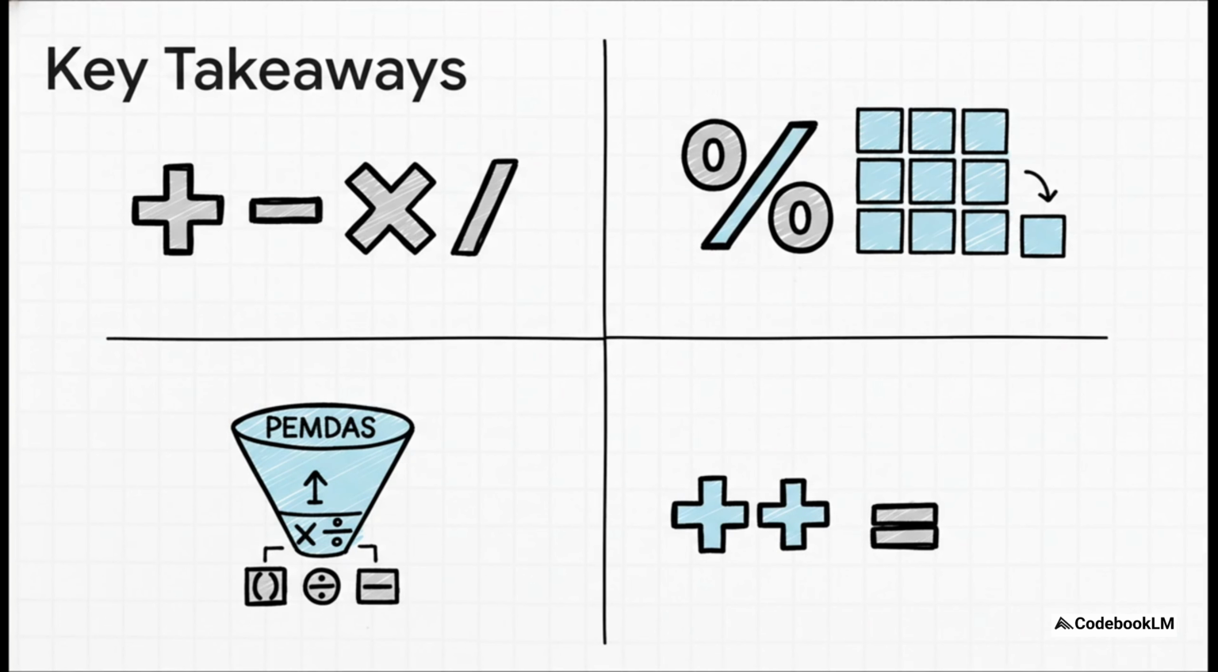So let's do a quick recap. The big takeaways are: 1. Java's math operators are basically what you already know. 2. That modulus operator, the percent sign, is your go-to tool for finding remainders. 3. Java always follows PEMDAS to keep your math straight. And 4. Using shortcuts like += and ++ will make your code way more efficient.